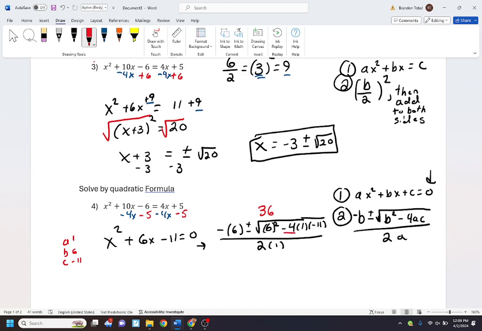What I type in the calculator is negative 4 times 1 times negative 11. So I get a positive 44. So now I'm going to rewrite it. Negative 6 plus or minus the square root of 80 over 2. The problem is the square root of 80 is not clean. You're done at that point.